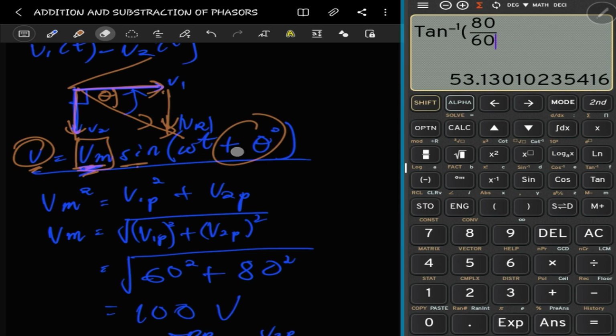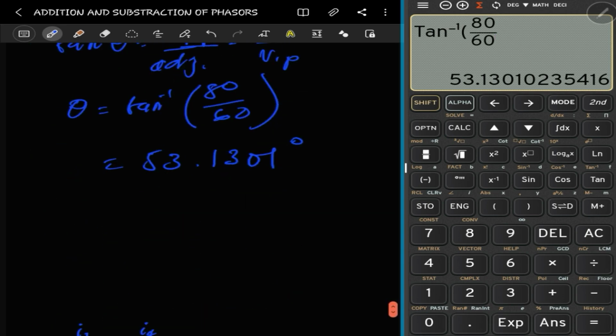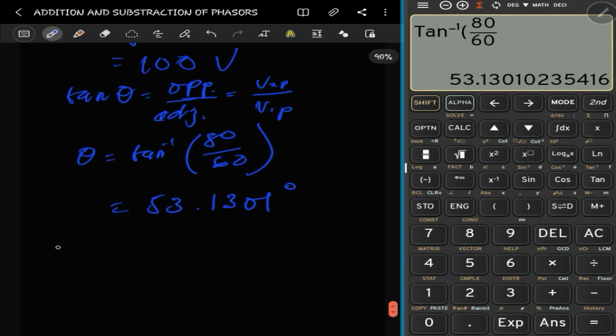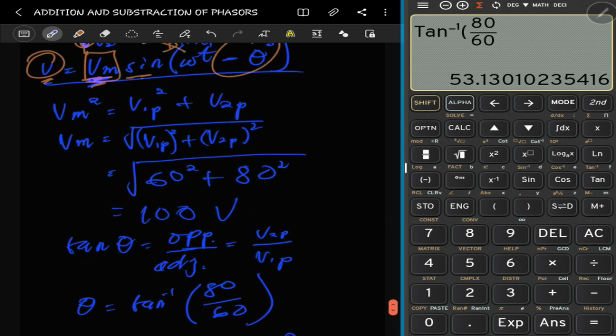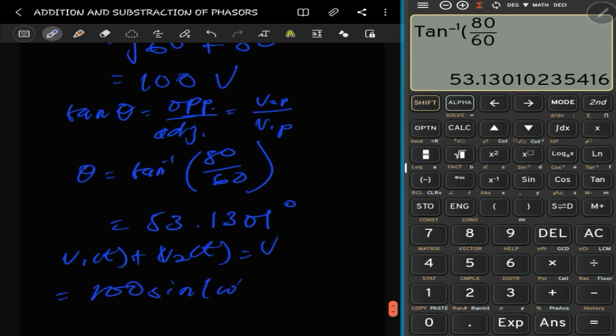So we want it to be where it is now. If it's lagging, then it's minus, right? So as a result, we end up getting a minus. So the v1 plus the v2 that we are finding will give us the v that we found. We found the peak already. The peak is 100, so we have 100, right? It's still a sine wave, and then we have the wt, which is still there because their frequencies are the same.